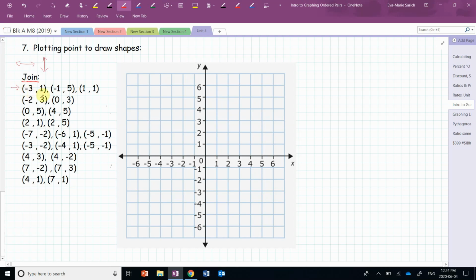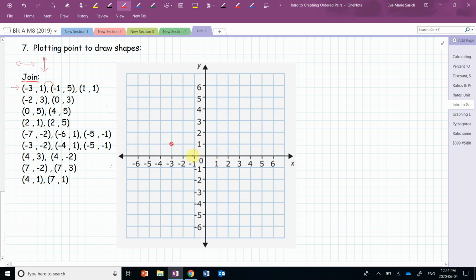So left, a -3 in the first point is telling us to go left 1, 2, 3. And then the 1 is telling us to go up 1. So left 3 and up 1, that's our first point. Now what we're going to do is we're going to join the second point to it. So we have to plot the second point. So we're going to go to -1, 5.